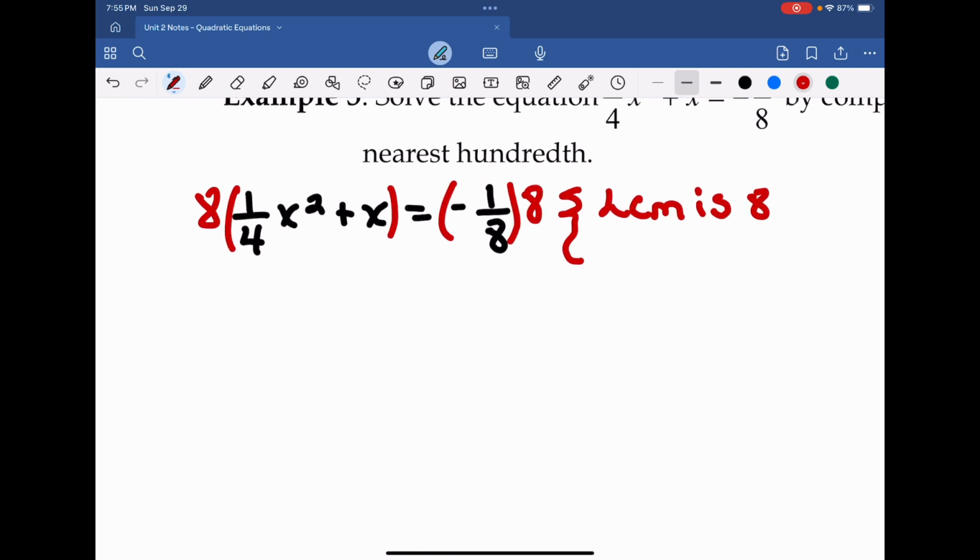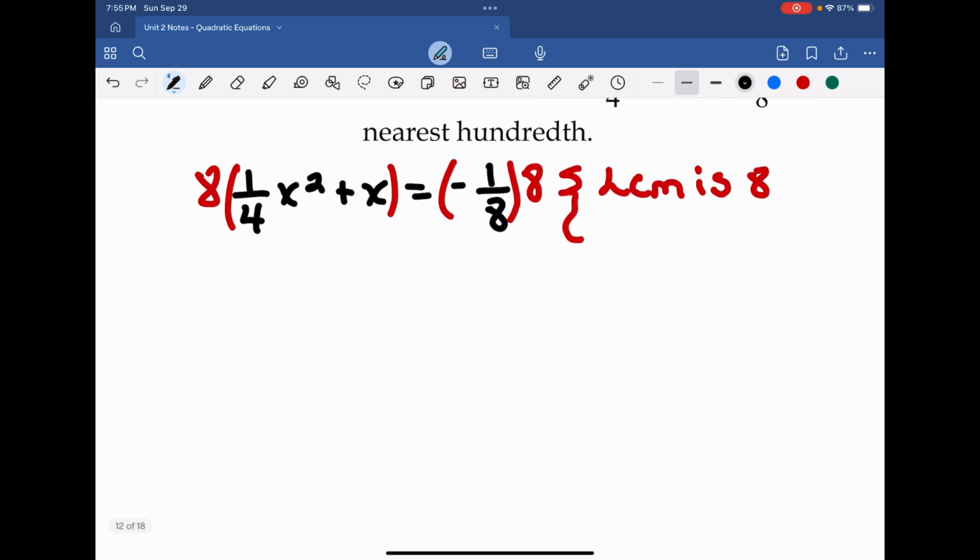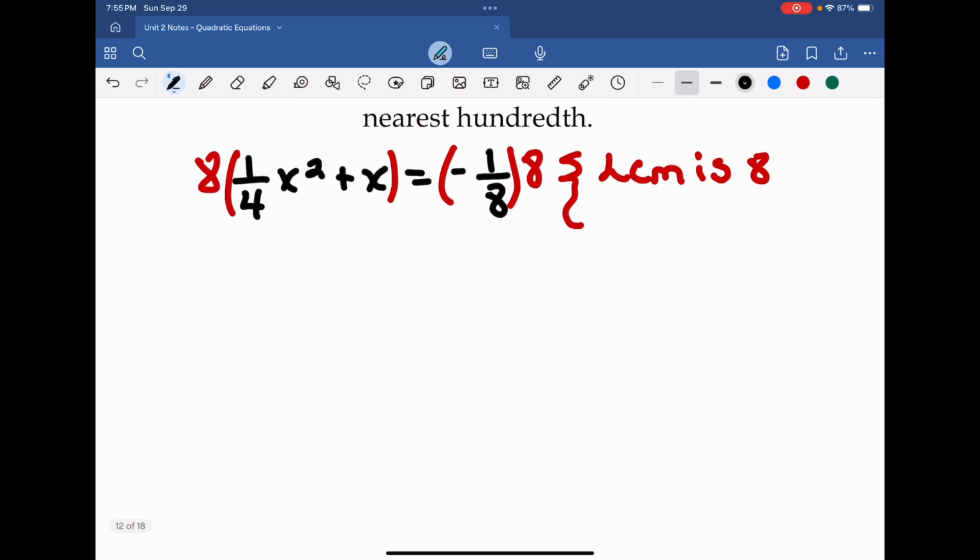So I multiply this side by 8, I multiply this side by 8, and here's what you're going to notice. 8 times 1/4, or aka 8 divided by 4, that's 2x squared. 8 times x is equal to 8x. And on the other side, 8 over 8 is 1, and this is just going to be a negative 1 because the negative is going to stay. And hey, look, now our fraction is gone. So it's really important to be thinking, use the lowest common multiple to help you get rid of that denominator.